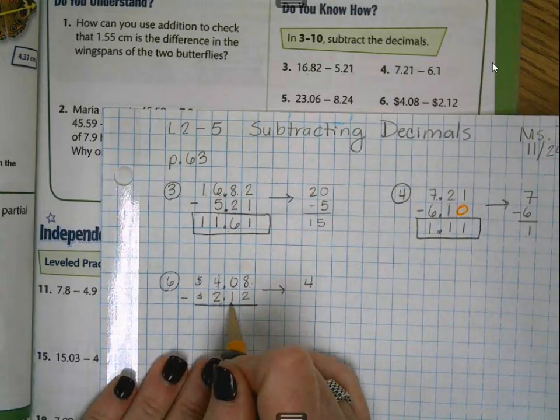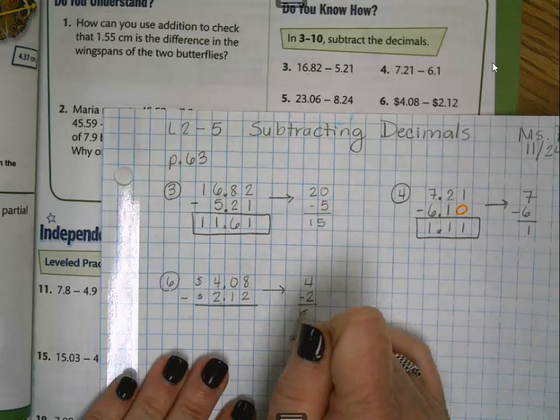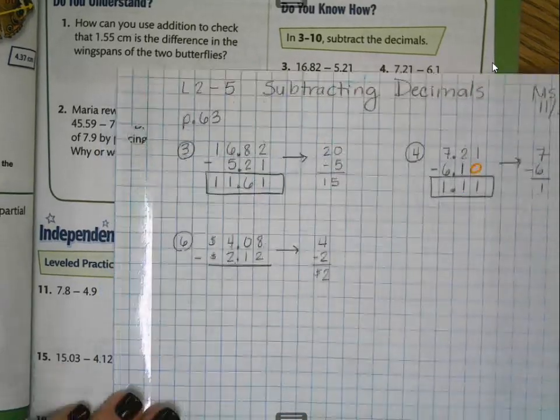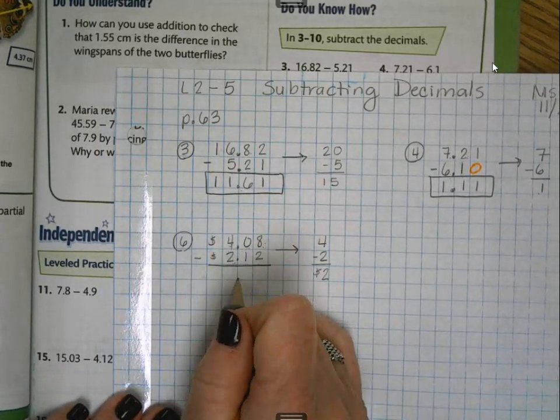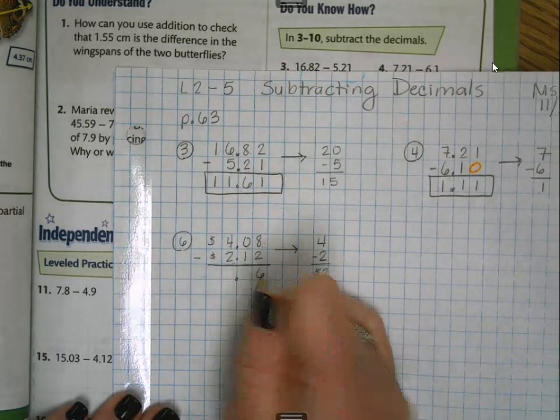$2 will stay $2 because of the 1 in the tenths place. So my quick estimate is there's a $2 difference. All right, let's see what happens. Bring down that decimal point. 8 minus 2 in the hundredths, we get 6 hundredths.